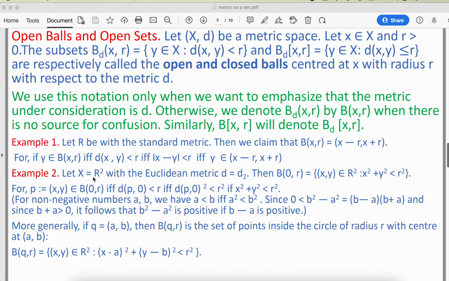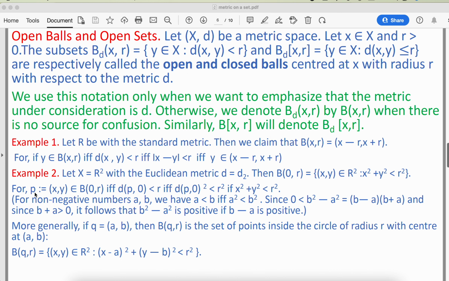If we consider two-dimensional space equipped with the Euclidean metric d equal to d2, then the open ball centered at 0 and radius r comes out to be the set of ordered pairs (x, y) belonging to R square such that x square plus y square is less than r square.